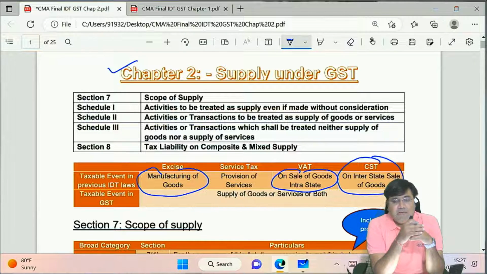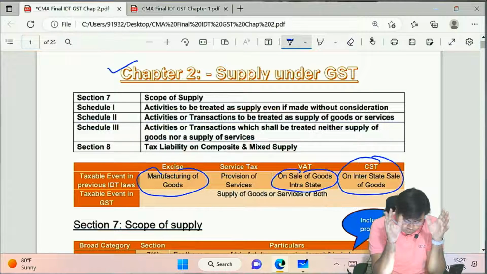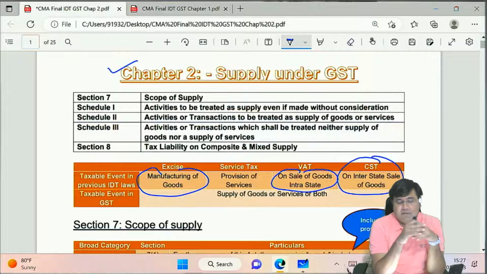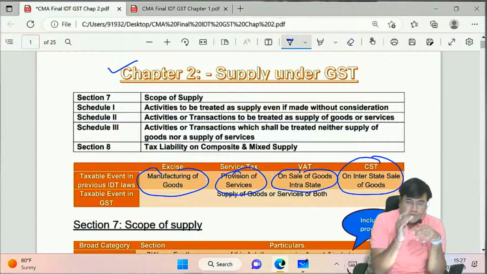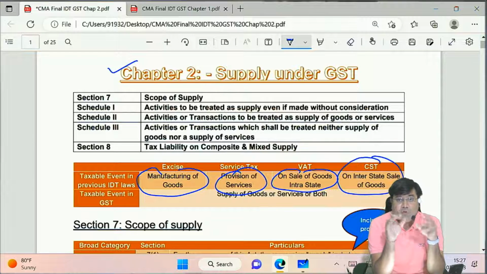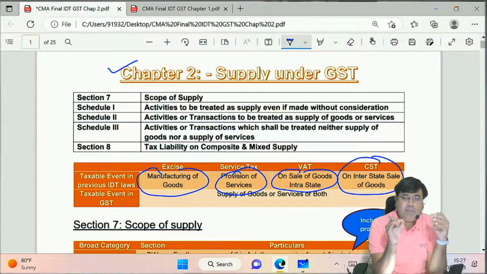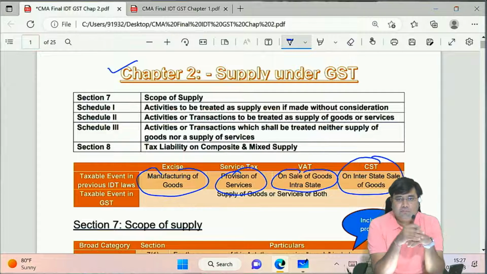What is the taxable event in service tax? Now service tax is no more basically. So in service tax, the taxable event is the provision of services. So basically a taxable event is an event which is going to trigger any particular tax law.